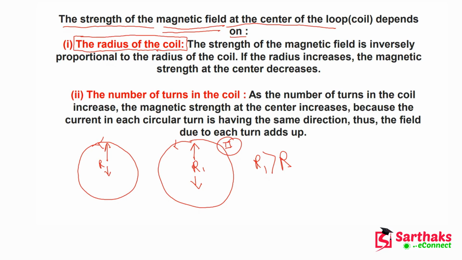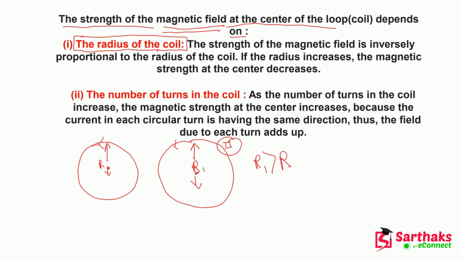Why? Because the radius here is higher. You can see the distance here, the distance from the center is higher. This is your center here, this is your center. So the distance from the center is higher in this case. That's the reason that the magnetic field will not be as strong here as in the first case. I hope you get my point.